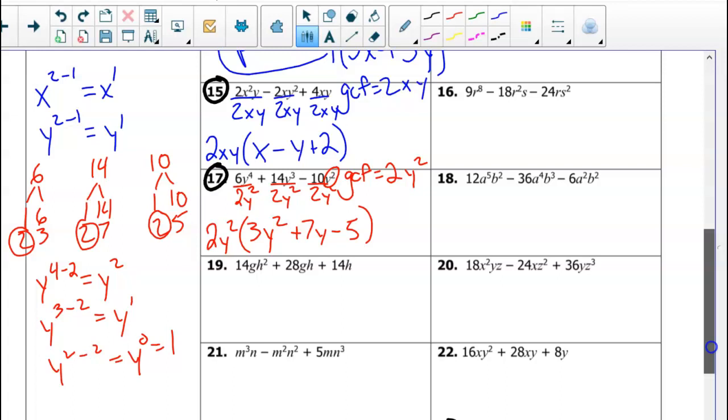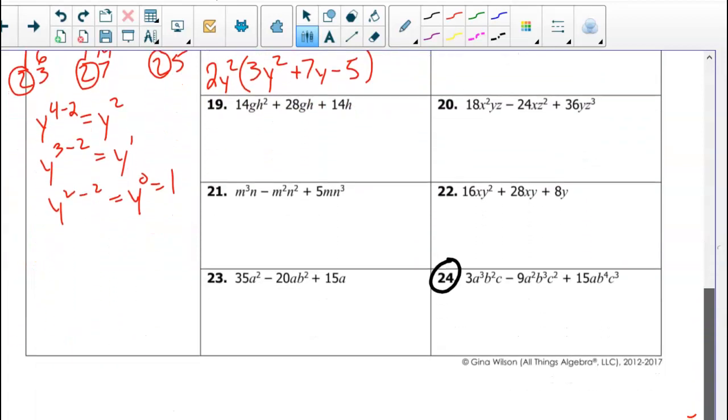We're going to do one more of these. Number 24. Now, 24 has 3 terms, but it also has 3 variables. Don't freak out, it's the same process. So looking at all 3, I see 3 is the lowest number, so that's going to be part of my GCF.